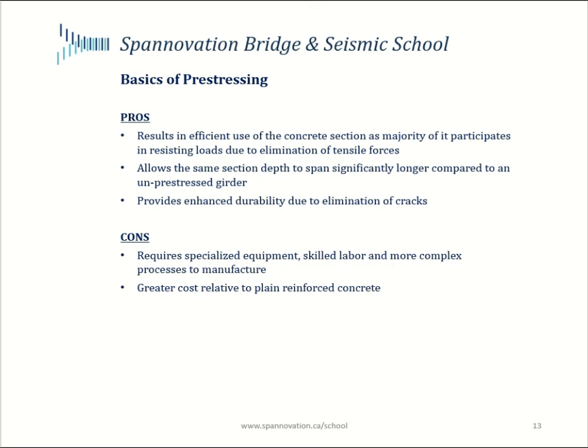The big advantage that that brings is that it allows the entire section to participate in load resistance. So if you contrast that to a regular girder that under service cracks, so the section below the neutral axis does not really participate in any load resistance, but you're still carrying the dead load of that in a regular beam. Whereas on a pre-stressed girder, your entire section participates in resisting the payload. So thereby you're able to span longer distances for the same section depth in a pre-stressed girder compared to an unpre-stressed girder. The other advantage, of course, is the enhanced durability due to elimination of cracks.